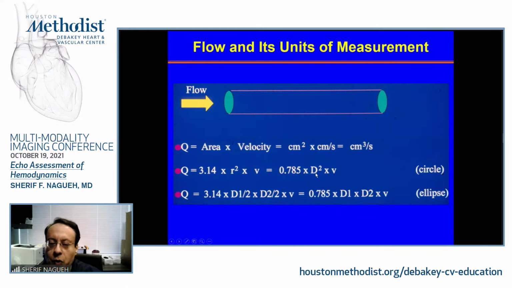If we want to work with diameter as opposed to radius, then it's 0.785 multiplied by the diameter squared multiplied by the velocity. If it is an ellipse, then we want to get the 2 perpendicular diameters of the ellipse, the major and the minor, and that's the expression that we get.